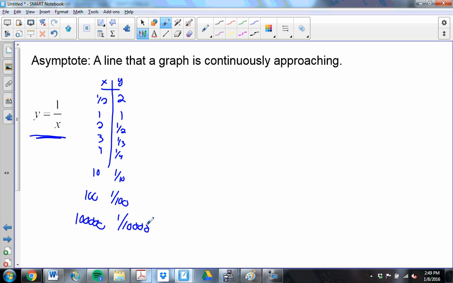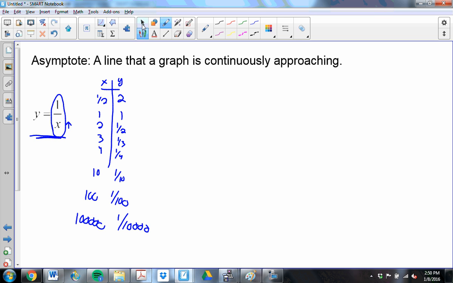I can keep on plugging in numbers, and x can just keep on getting bigger and bigger. And as x keeps getting bigger, this whole fraction will keep getting smaller, but it will never actually reach 0, because even 1 over 1,000,000,000,000 isn't 0, it's just a trillionth. And 1 over the biggest number you can think of isn't 0, it's just a really, really small number.